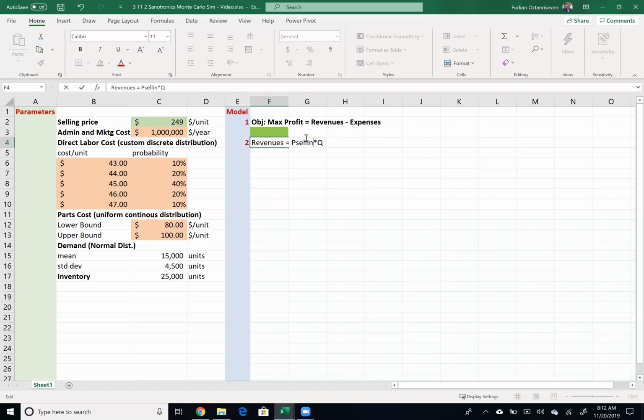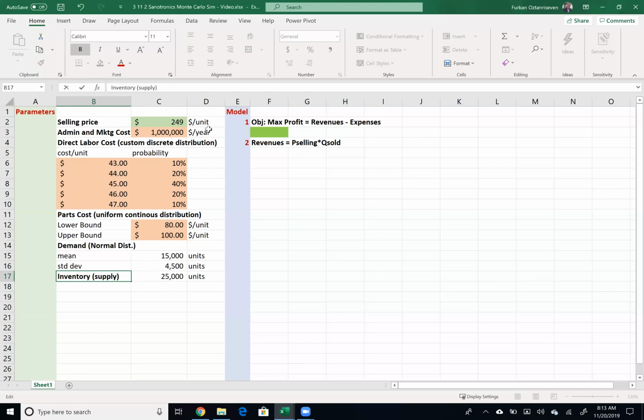P, maybe P sub selling. And quantity is not demand, not inventory, quantity sold. So in this case, to be able to calculate this value, revenues, I need to calculate the quantity sold, because I know the demand is here, but also I know the inventory, which is supply side. However, I don't really know what the quantity sold is. So that's why I'm stuck here.